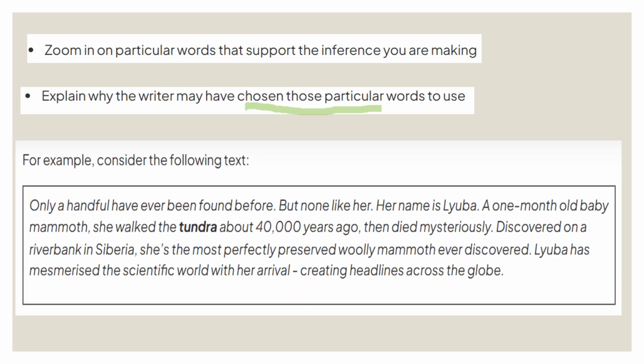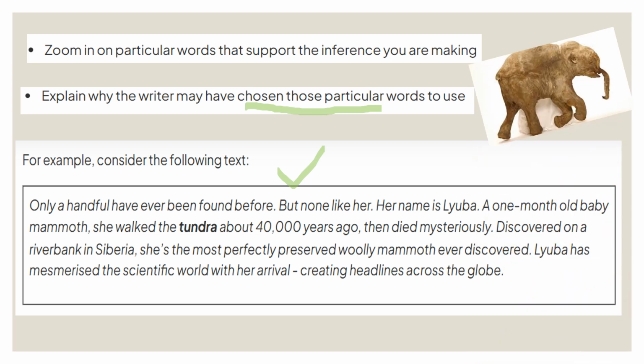We have to see why the writer has chosen those particular words to use. Look at one more example. This is a small extract, but this will really help you to understand the explicit and implicit meaning. Only a handful have been found before, but none like her. Her name is Luba, a 1-month-old baby mammoth. She walked the tundra about 40,000 years ago, then died mysteriously. Discovered on a riverbank in Siberia, she is the most perfectly preserved woolly mammoth ever discovered. Luba has mesmerized the scientific world with her arrival, creating headlines across the globe.